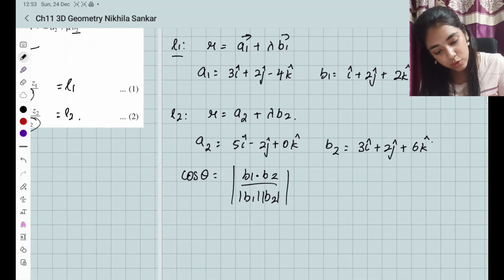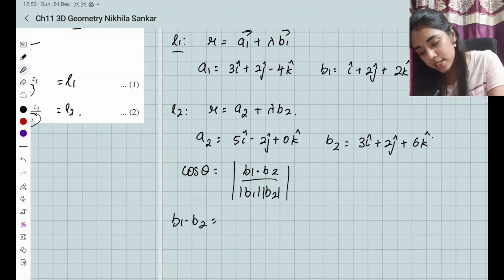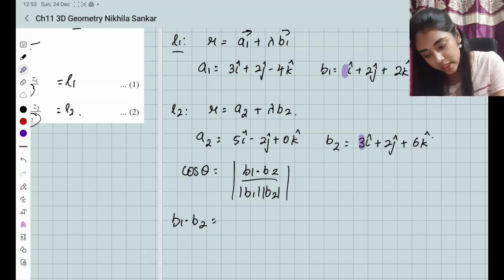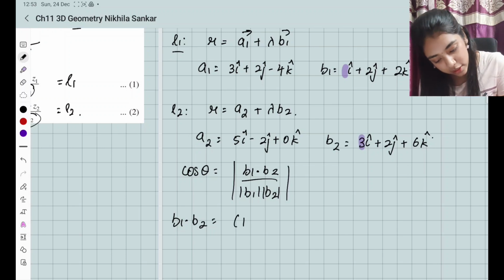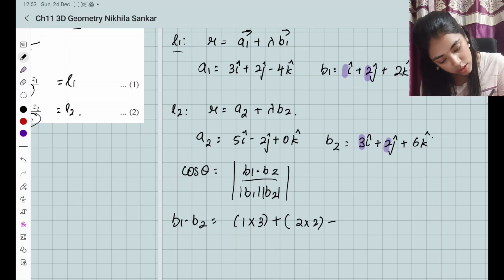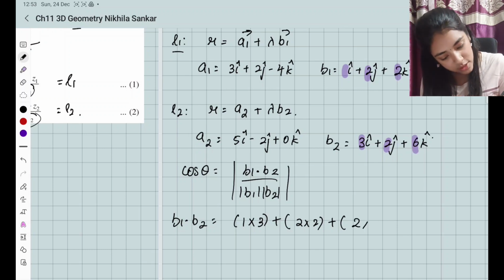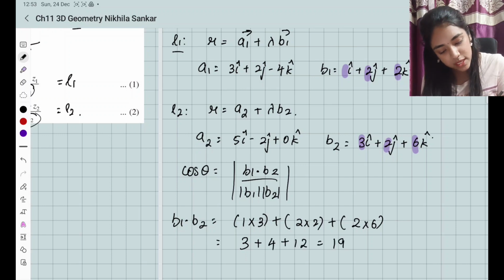Okay, இப்போ b1 b2 ஓட dot product எடுக்கலாமா? So I have b1 dot b2 equals, I have to multiply 1 into 3. Dot product எப்படி தெரிய எடுக்கணும் ஞாபகம் இருக்குல்ல? 1 into 3 plus 2 into 2 plus what is the last term? 2 into 6. Okay, so this is going to be 3 plus 4 plus 12, 7 plus 12 is going to be 19.